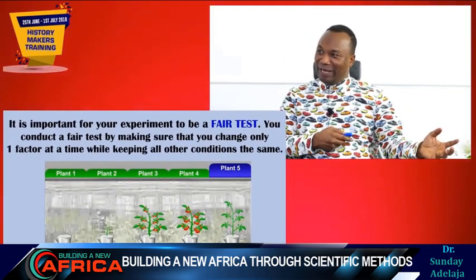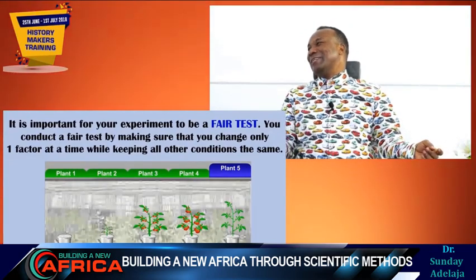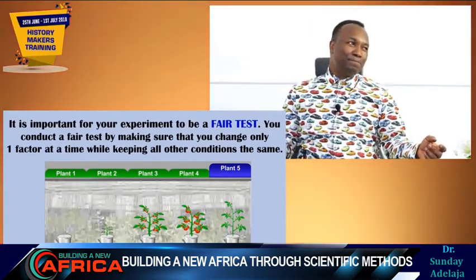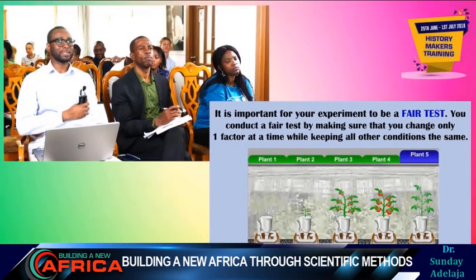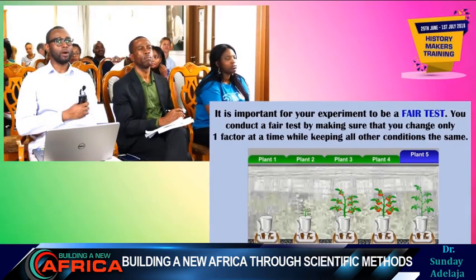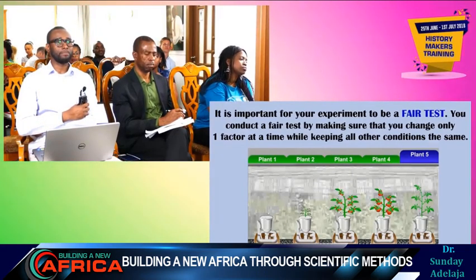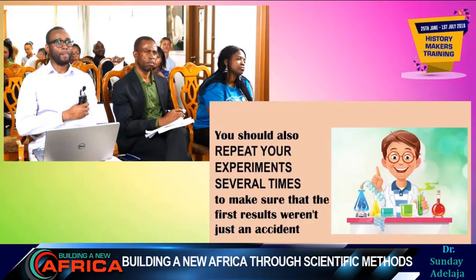Do we still need to read it again? Okay, let's read it once again. It is important for your experiment to be a fair test. You conduct a fair test by making sure that you change only one factor at a time while keeping all other conditions the same. One factor at a time, okay?